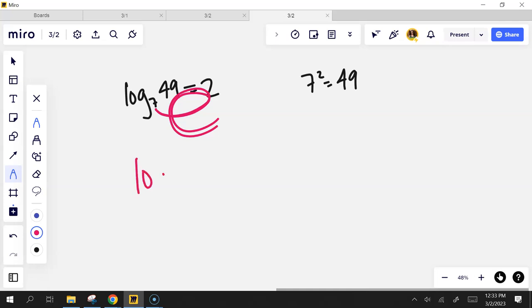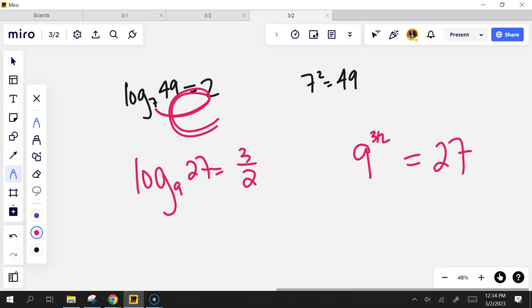Another one. Log base 9 of 27. Is that a true statement or not? Let's change the form and see. What's the base? What's the exponent? What's it equal? True or nah? That's the square root of 9 to the third power. What's the square root of 9? What's 3 to the third power?